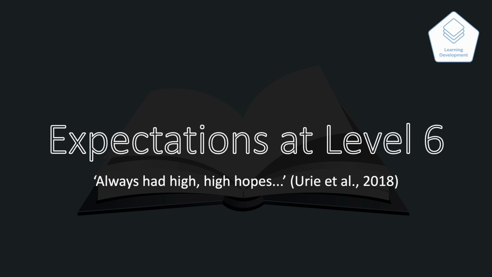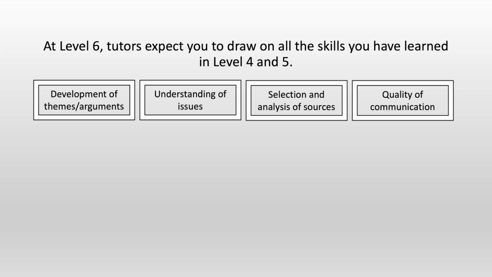Expectations at Level 6. At Level 6, your tutors expect you to draw on all of the skills that you've previously learnt. This includes the development of themes and arguments. For example, what does the information suggest and why is it significant? It includes your understanding of issues that are prevalent within your field. It includes the selection and analysis of sources you're reading. And finally, the quality of communication. Spelling, punctuation, grammar and APA referencing.